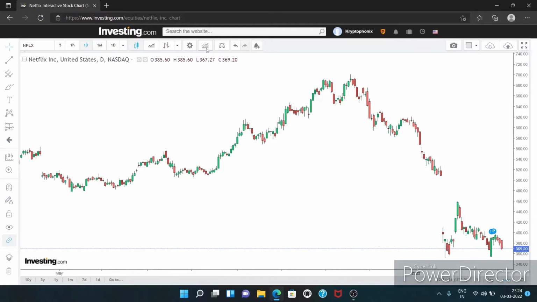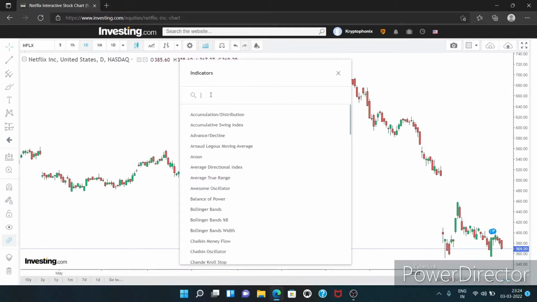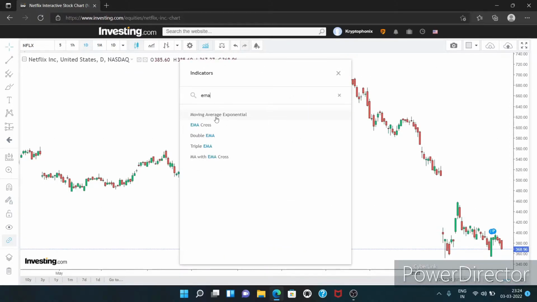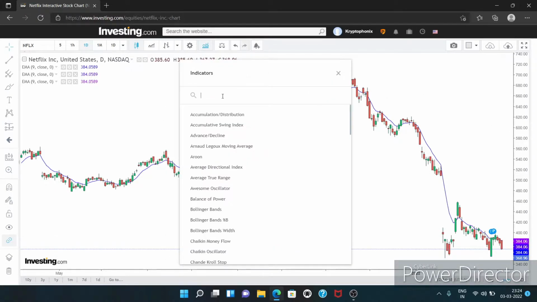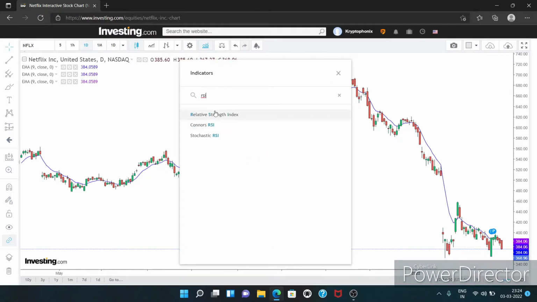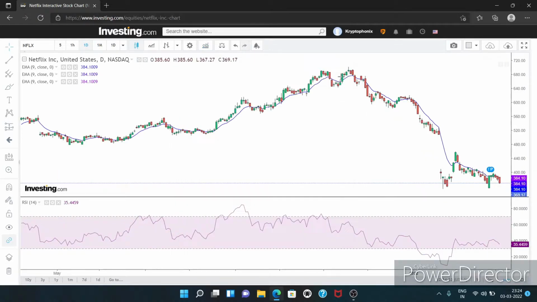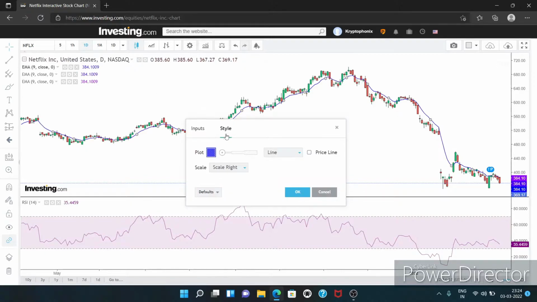The very first thing, let's get the indicators on our chart. EMA, moving average exponential. We will be selecting it thrice, 1, 2, 3. Then the next one, RSI. We'll be making some changes in the settings.